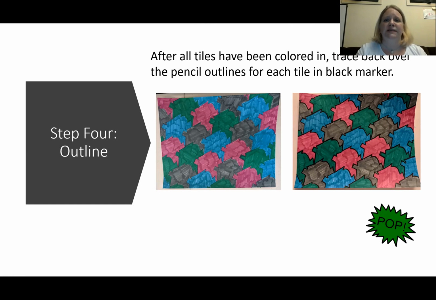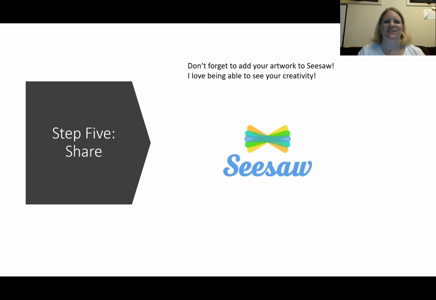And I showed you the side-by-side comparison. I wanted you to see how much more of a pop your tessellation has when you outline it in black. The first picture is my original, and the second picture is once I outlined it in the black marker. Look how much it pops out. I really like this tessellation. So I hope that you have enjoyed creating this piece of art. It's Escher inspired. The last thing I want you to do is to make sure that you share it.